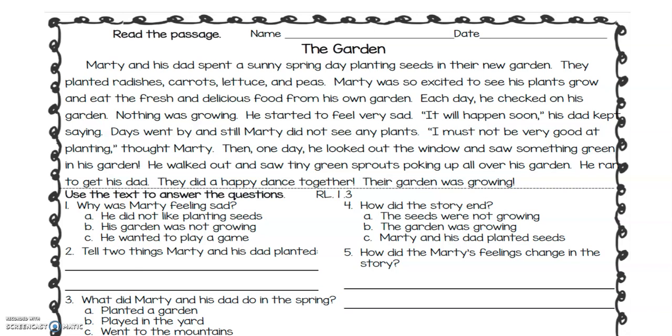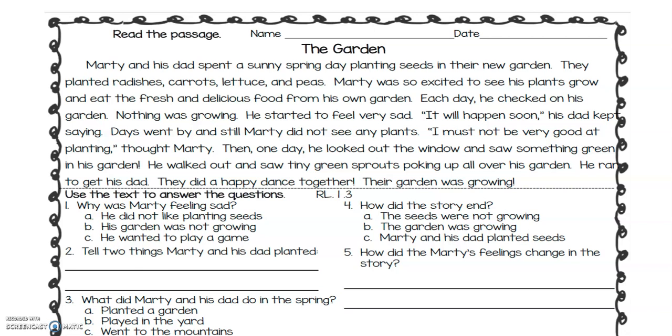Each day he checked on his garden. Nothing was growing. He started to feel very sad. "It will happen soon," his dad kept saying. Days went by, and Marty still did not see any plants. "I must not be very good at planting," thought Marty.